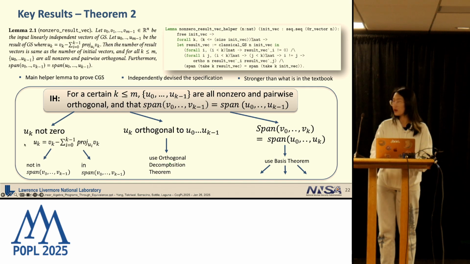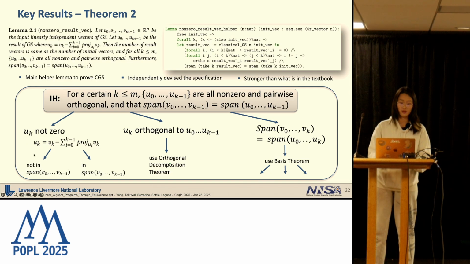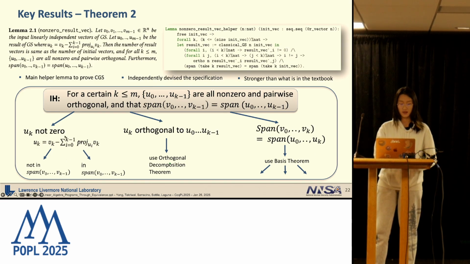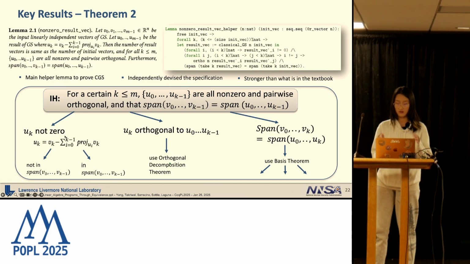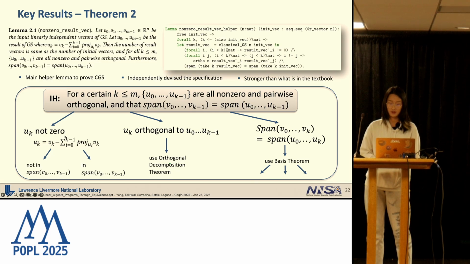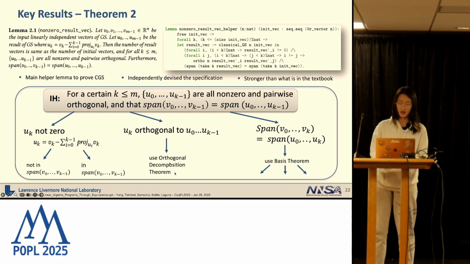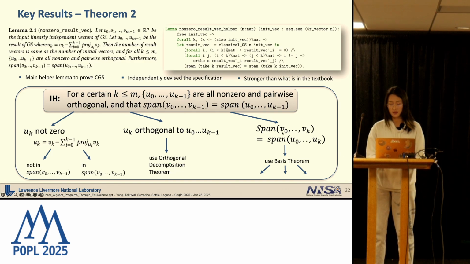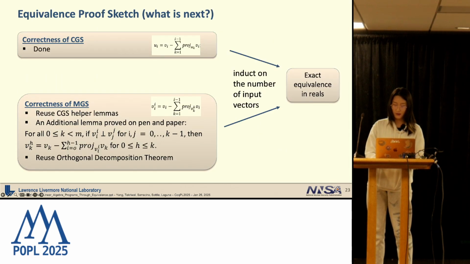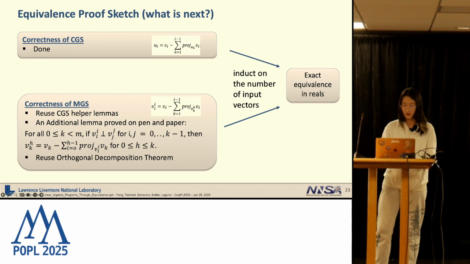So to prove the first one, that uk is not zero, I've expanded it out into its formulas, and then to prove this, I used both the lemmas in our own library and also some already established quite good lemmas in MathComp. And to prove the second part, I used the orthogonal decomposition theorem, which is the one that we just saw in the previous slides. And for the third one, we actually need to use the basis theorem right here. So yeah, we're able to successfully complete the correctness of classical Gram-Schmidt using our own library, and we are in the process of proving the correctness of modified Gram-Schmidt.